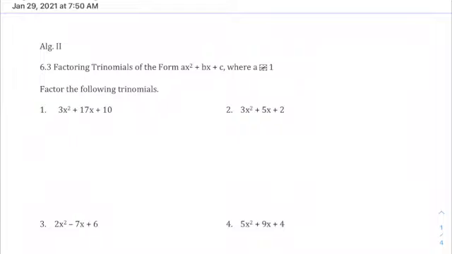Everyone, today's objective is factoring trinomials of the form ax squared plus bx plus c, where a does not equal 1. So to start off, let's look at example number 1. Example number 1, if you notice, the number in front of the x squared is no longer just 1. So that's what we are covering today.